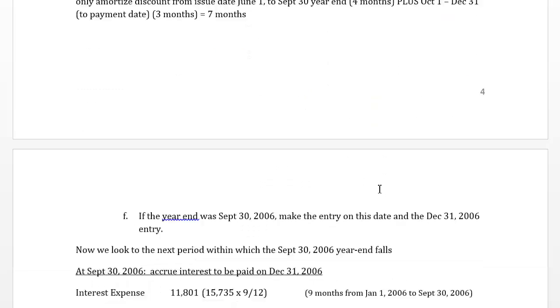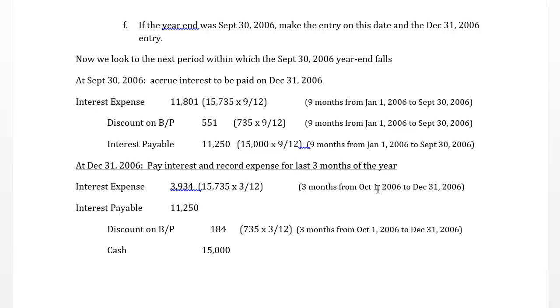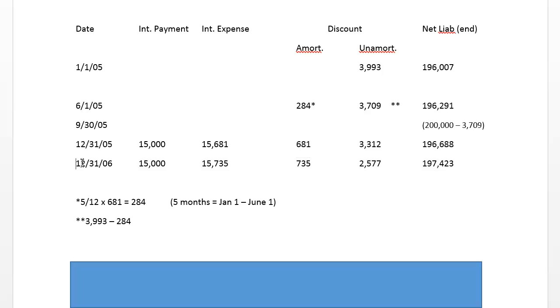Now, the last part of the question is, if we're now in the next year, September 30th, 2006, let's make the entry on this date, assuming that's still the year end, and then pay the interest on December the 31st. So now we need to look to the next period within which the September 30th, 2006 year end falls. So if we now go back here, this is the year within which your September 30th year end falls, because your next year begins January 1st, 06, but your year end ends in here, September 30th. So in this 1 year in here is when your year end falls.